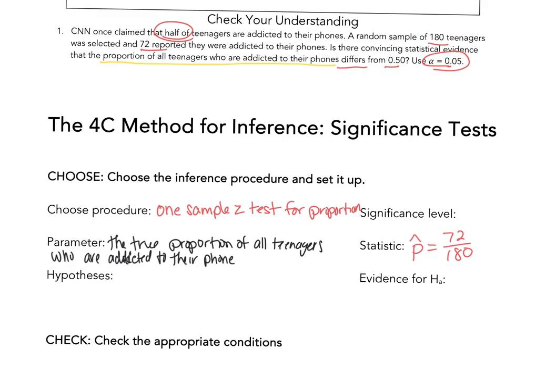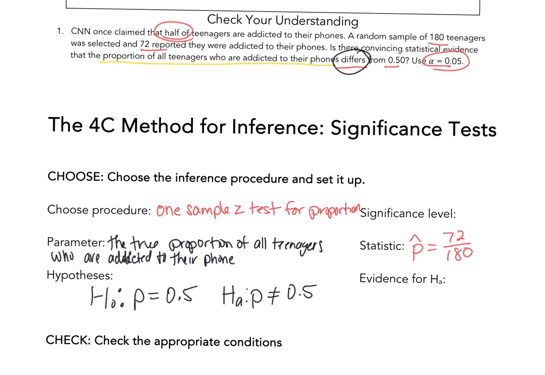So we're trying to estimate or see if the true proportion of all teenagers who are addicted to their phone differs from 0.5. So our hypotheses, our null hypothesis, will be that P is equal to 0.5. The claim of half of teenagers being addicted to their phone. Our alternative is going to be the not equal to, because it just says differs. It doesn't say it's greater than 0.5, doesn't say less than 0.5. If the question is saying is different from, we use not equal to.